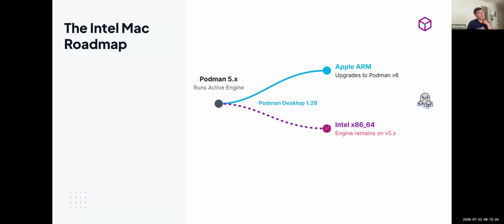Right now we are all on Podman 5, and with Podman Desktop 1.29, for Apple ARM, it will be updated to Podman 6, and for Intel Macs, it will remain on the 5.x line. You will still enjoy the stability you expect from Podman, and we will be adding clear in-app messaging to handle this transition. We are committed to keeping a stable experience for everyone, regardless of your hardware.